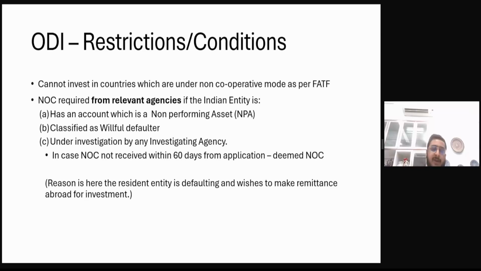Or otherwise, we have to take it on MRL. A management representation letter should be taken. So that should also be done by a statutory auditor. See, once the company sends an NOC to these agencies, if a reply is not received within 60 days, then it is a deemed NOC.